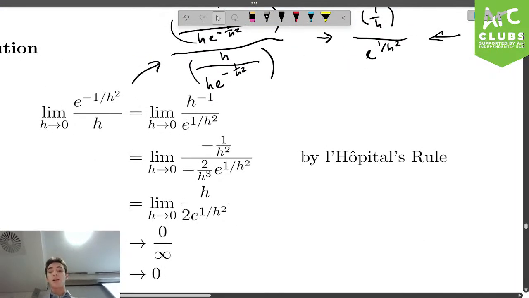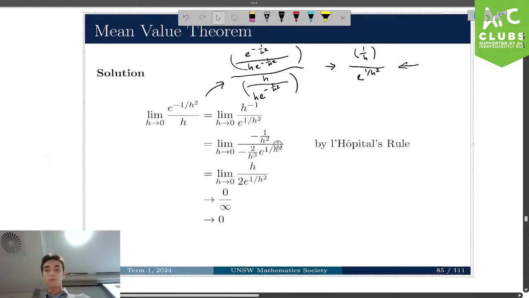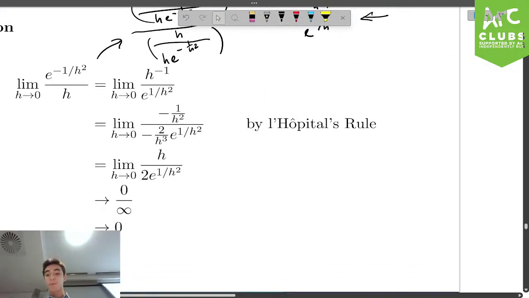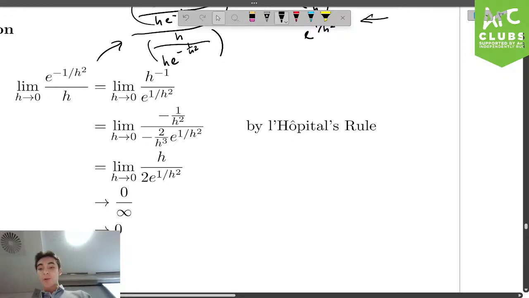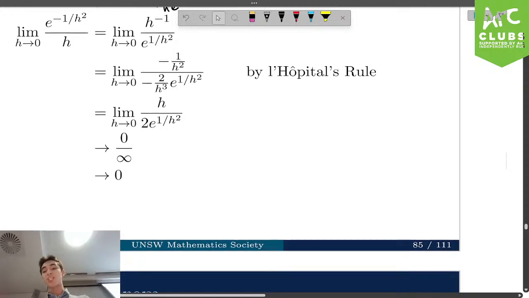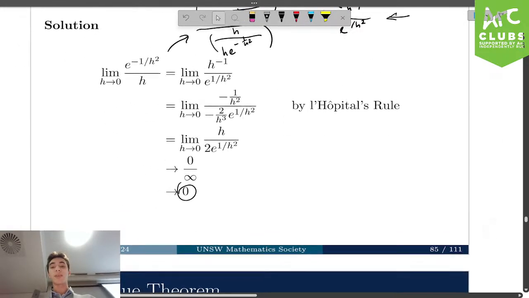So what happens is that at the top, we'll get minus 1 over h squared. At the bottom, we'll get minus 2 over h cubed times e to the 1 over h squared. When you simplify that, you just get h over e to the 1 over h squared. The top goes to 0 as h goes to 0, and the bottom goes to infinity as h goes to 0, and that's a much easier limit to evaluate. That just turns out to be 0. So L'Hopital's rule did help us in the end.